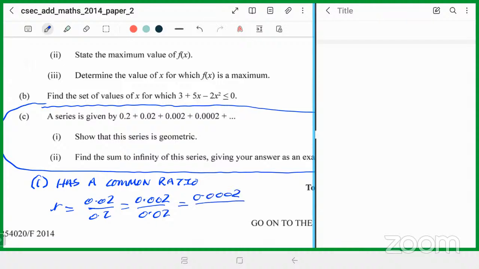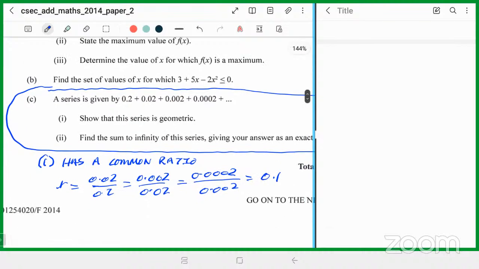0.0002 over 0.002 equals 0.1, and so on. So I'm going to put the three little dots and say equals 0.1. So I show that it is a common ratio. That's what I've done using all those values. That's the first thing. And since my ratio is this, it says find the sum to infinity.